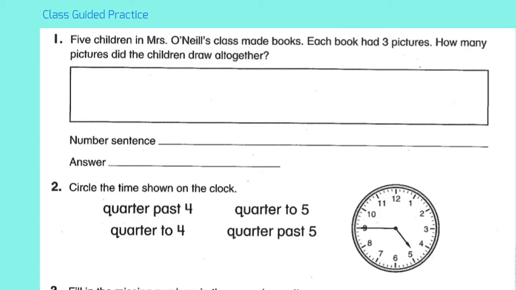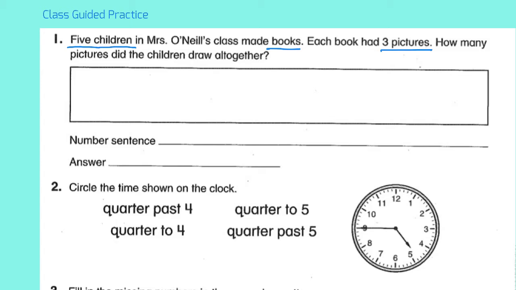Okay, let's get started with our guided class practice. Number 1 reads, 5 children in Mrs. O'Neill's class made books. Each book had 3 pictures. How many pictures did the children draw all together? Well, let's underline our important information. 5 children made books. Each book had 3 pictures.